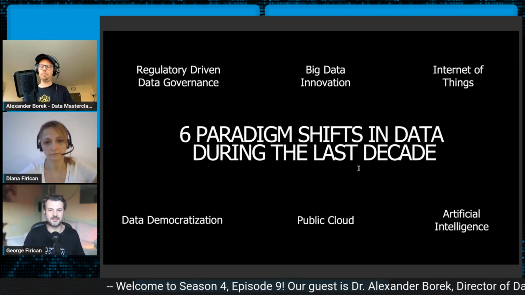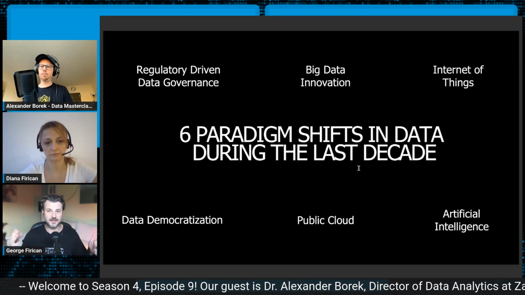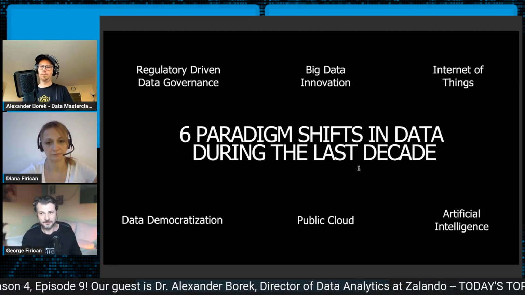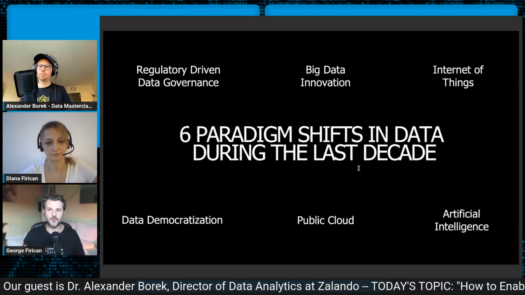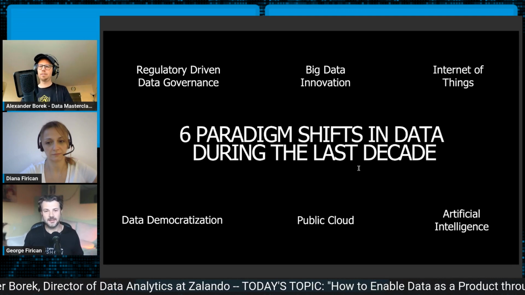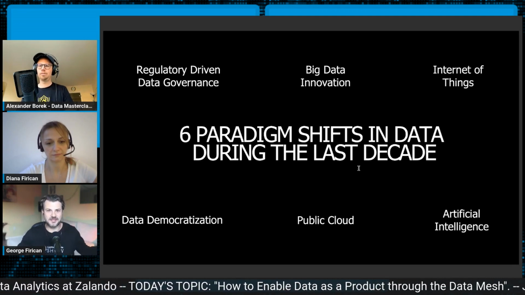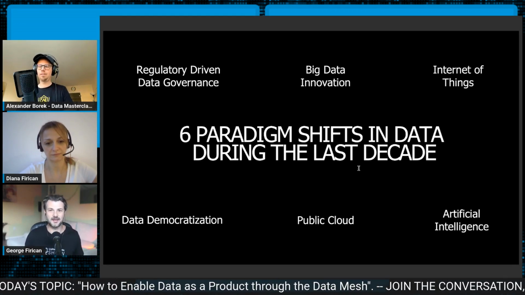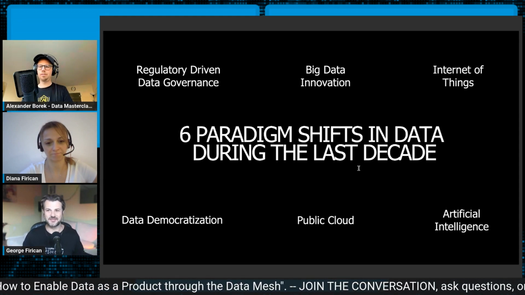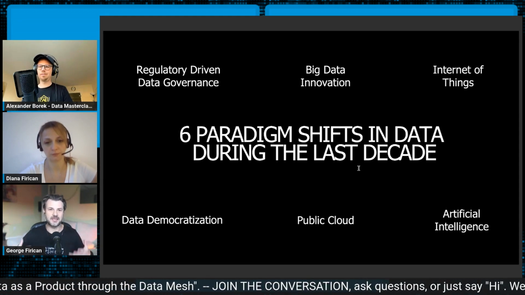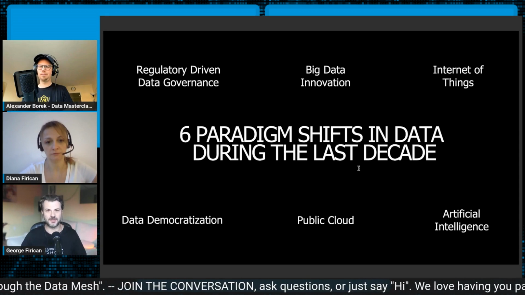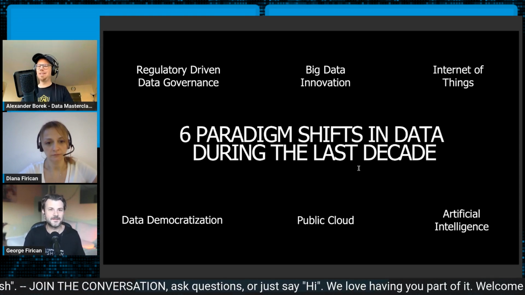The big data is still there, data democratization, internal things depend on the company, I guess. But more and more are really embracing what they can get out of that data. And of course, the public cloud is here to stay, not here to go away. And AI, more and more, especially in this past year, it's coming into the hands of the public as well, which is very exciting.